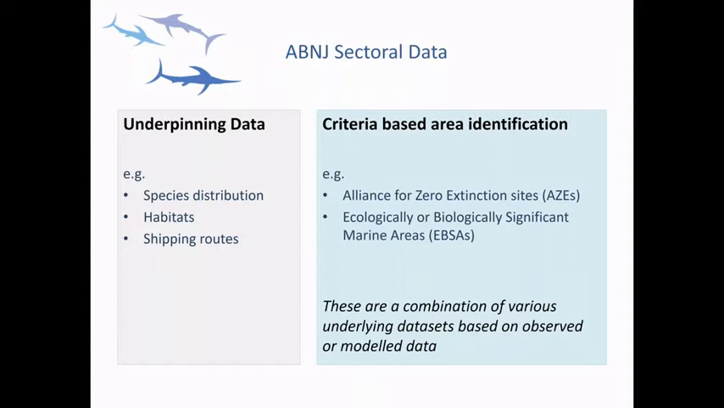As well as different types of data based on their geographical range, there are also varying levels of data depending on the type, and these can be broadly split into 2. Firstly, there's the underpinning data, such as species distribution and habitats. These data then get used to create other data sets, such as ecologically or biologically significant marine areas, or Alliance for Zero sites. So these are a synthesized version of many data sets to decide whether, for instance, an area is vulnerable or significant. The combination of the data sets under certain criteria create the synthesized data sets in the box on the right.